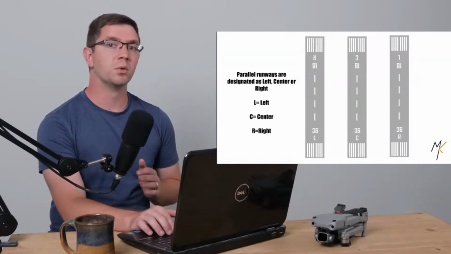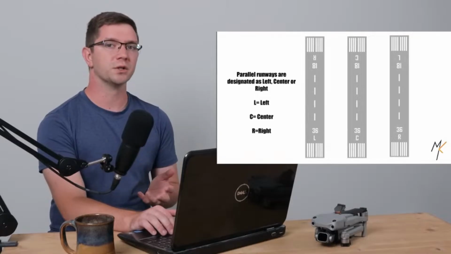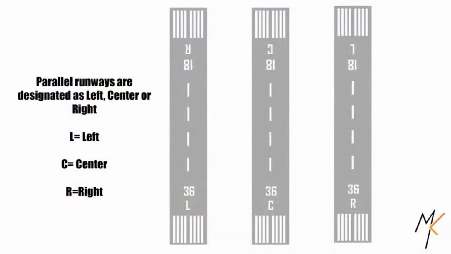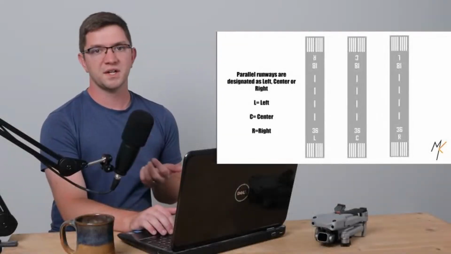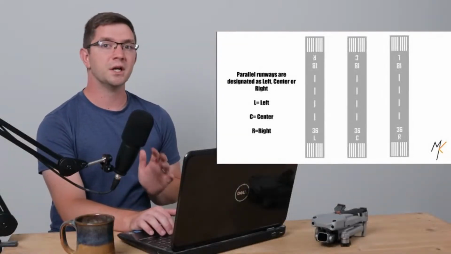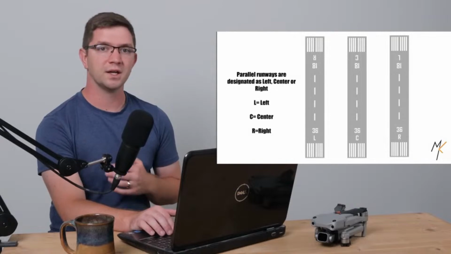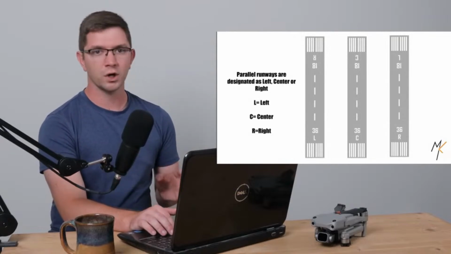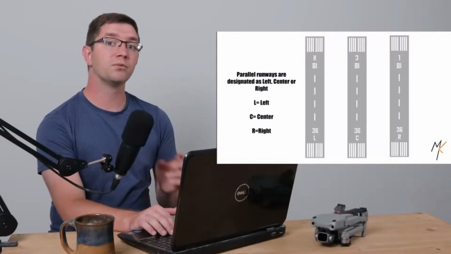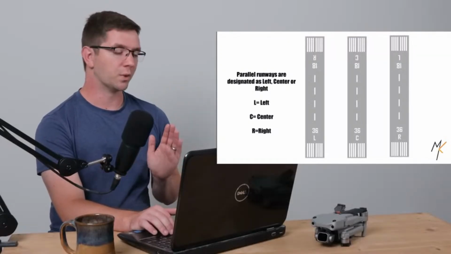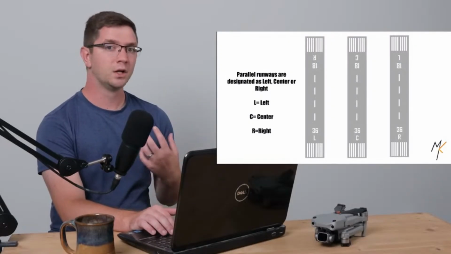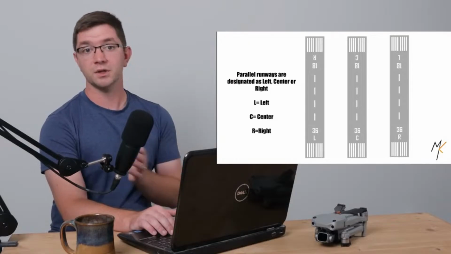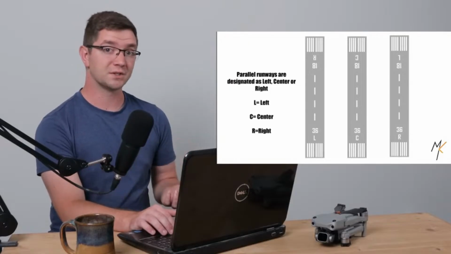Some airports are going to have multiple runways that are parallel to each other. In this case, the runway numbers will be exactly the same. However, they are designated as left, center, or right. Many airports take advantage of parallel runways because it increases runway capacity. Atlanta Hartsfield uses parallel runways for the same reason. You can get more air traffic in and out faster with runways that are going in the same direction. One runway can be used for takeoffs, while the other runways are used for landings.